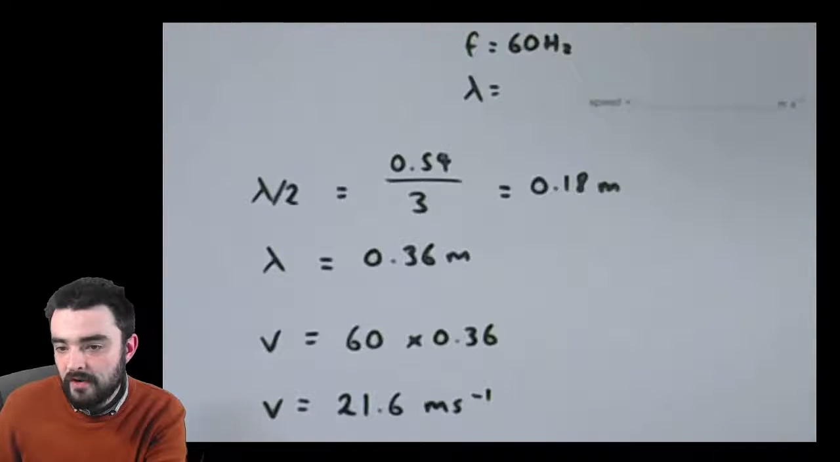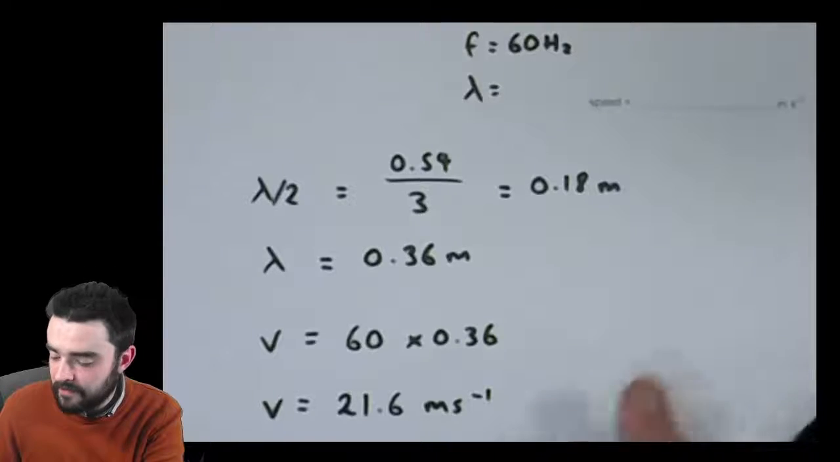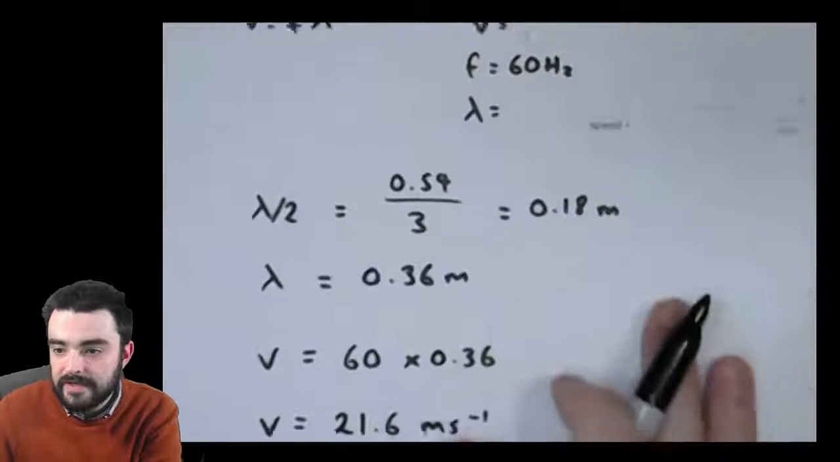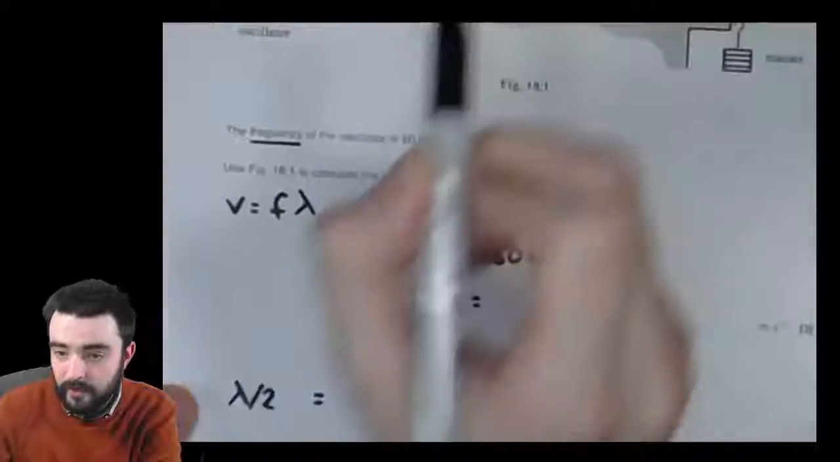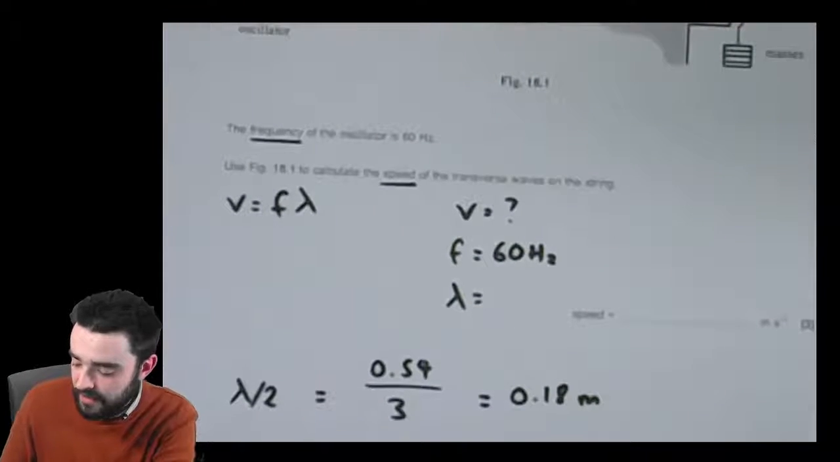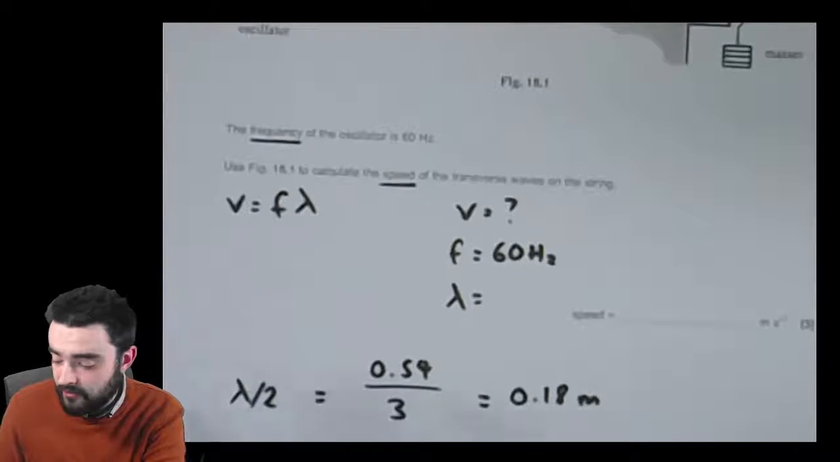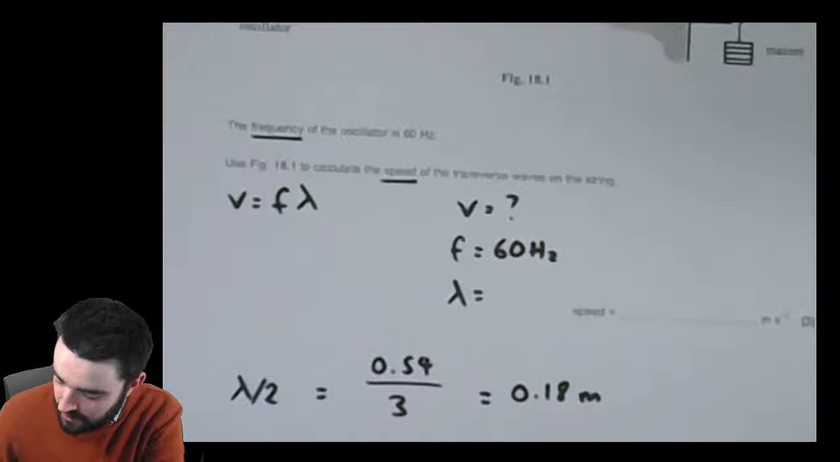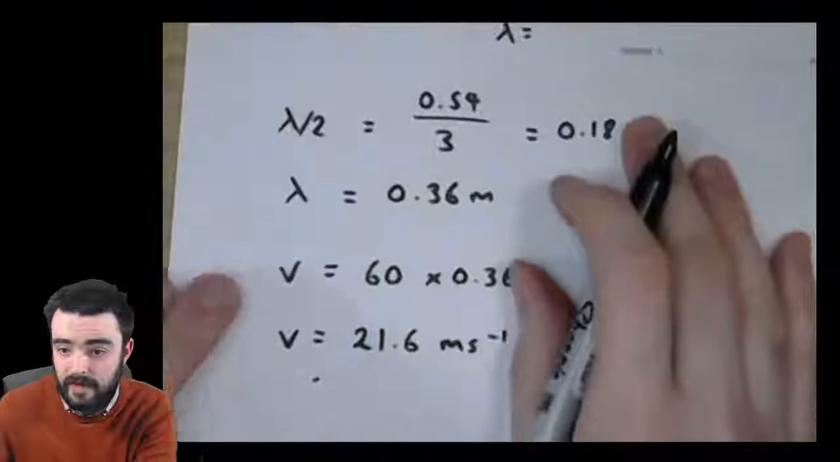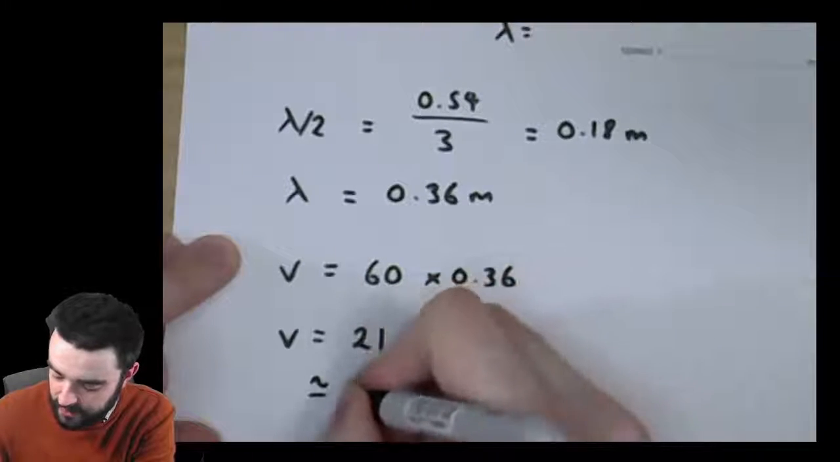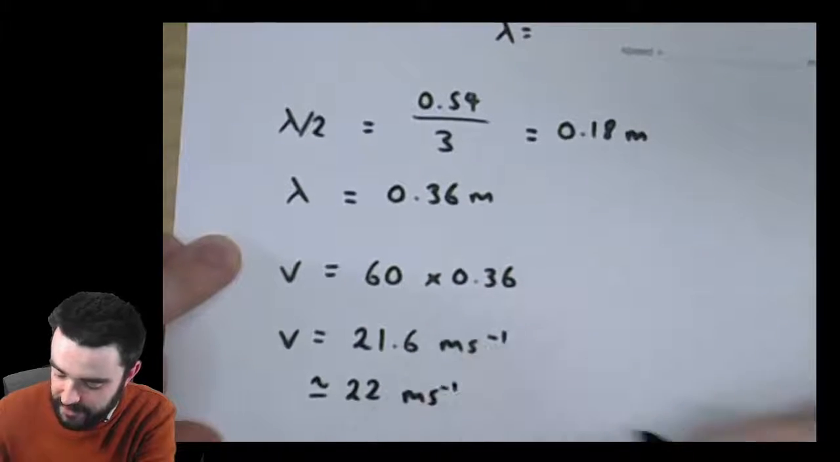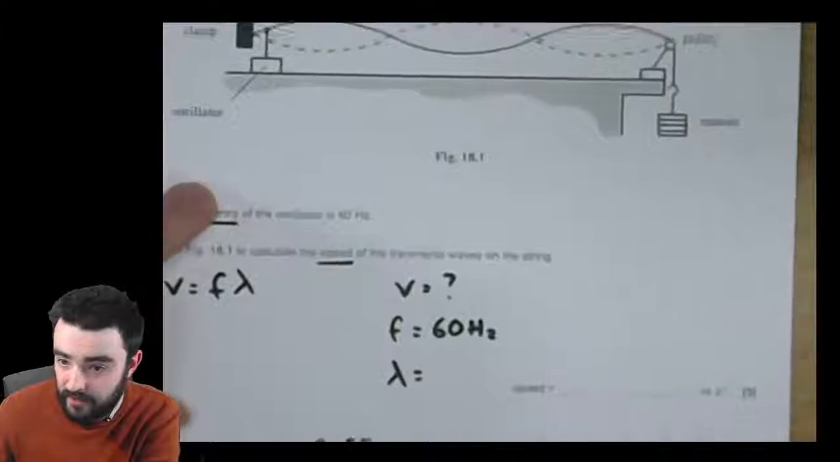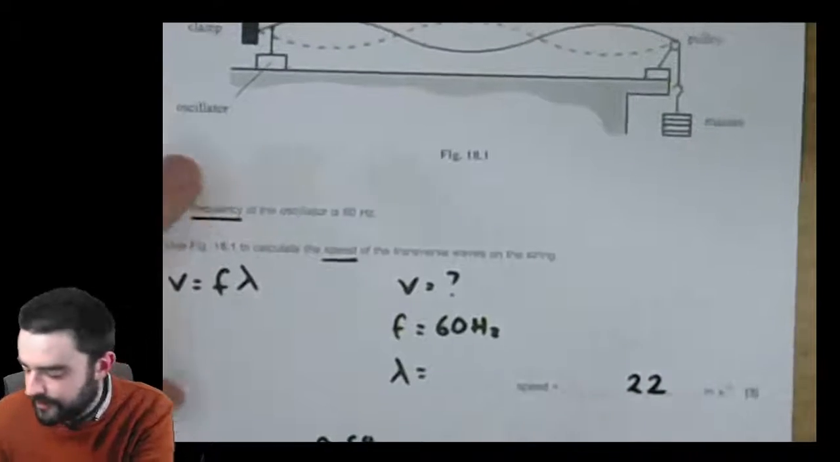Well, no, actually, because this is 3 significant figures, and all our other units, so 60, 0.54, have been given to 2 significant figures. So technically, we should then round this to be 2 significant figures. So we can say, if we go back up here, that's approximately equal to 22 meters per second. So then we should write our answer in here, 22.